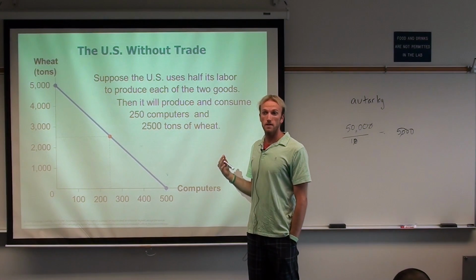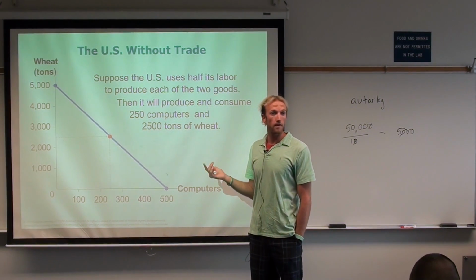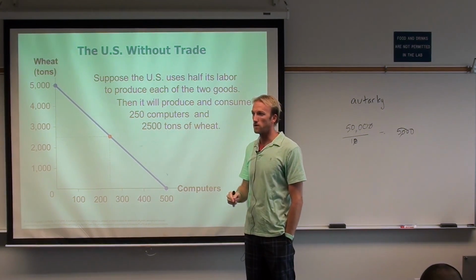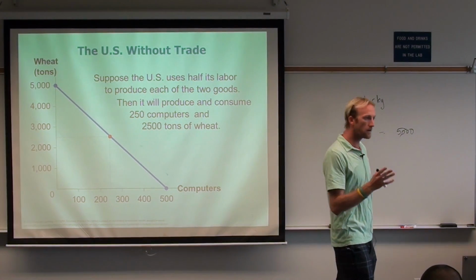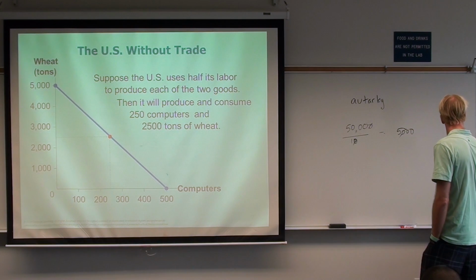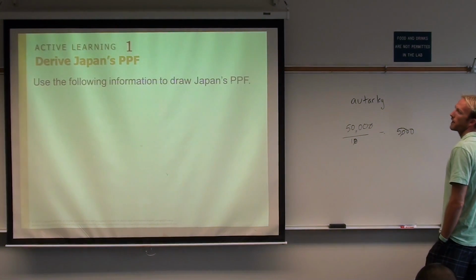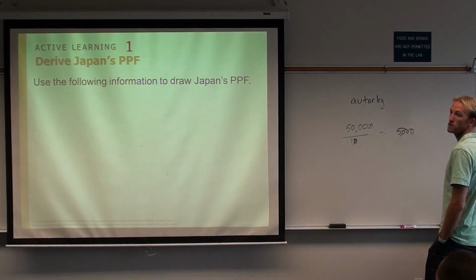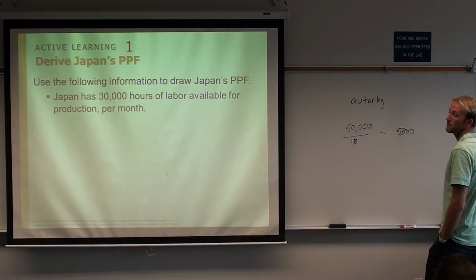In this case, in the autarky solution, they're also consuming 250 computers and 2,500 tons of wheat, right? Make sense? It's kind of self-explanatory, but I just want to make sure that we're on the same page here. All right, so here's what I want you to do. I want you to do this same thing for Japan, except the numbers are going to change.